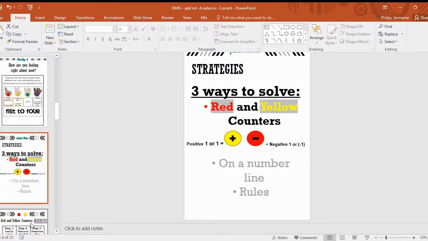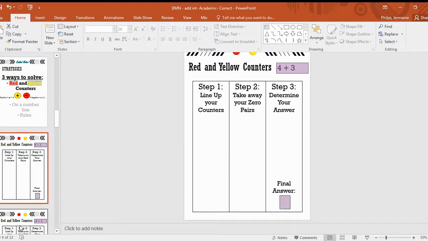So, like we said, we have 3 ways to solve. We can use red and yellow counters. The yellow counters, as you see, have a plus sign. They represent positive 1. So every time you see one yellow counter, that's the same thing as seeing just a regular positive 1. The red counters represent a negative. So every one red circle represents negative 1. So let's work out a few examples together.